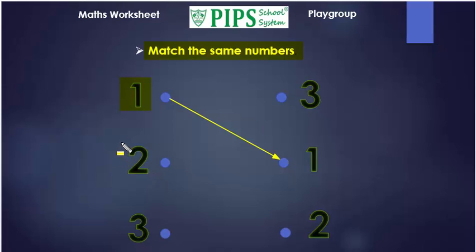The next digit is 2. This is the digit 2. We will match the digit 2 with the same digit like this.